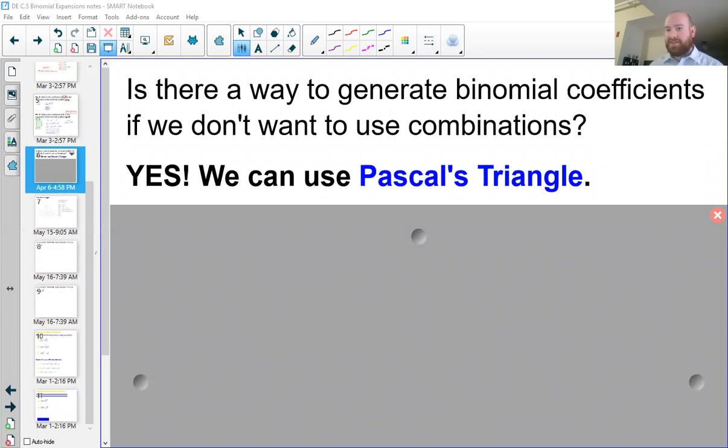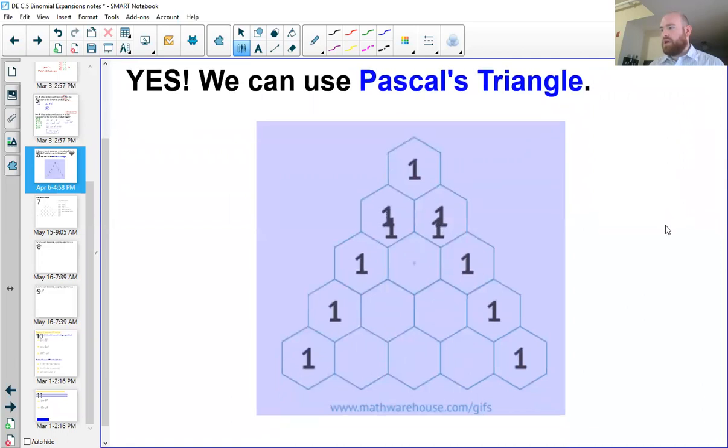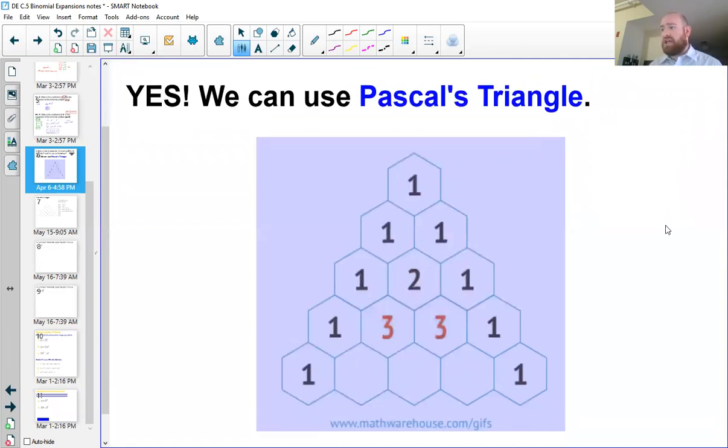Underlying this method, combinations come back, but we can generate these numbers without using our calculator and without using the binomial theorem by using Pascal's triangle. So this animation, which I found online, I am eternally grateful for whoever made it, shows us how we begin to build Pascal's triangle. We start with 1, and then we add 1 and 1, and then each new number is the sum of the two numbers above it.